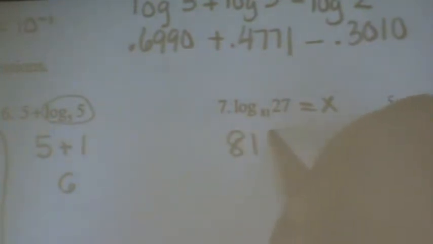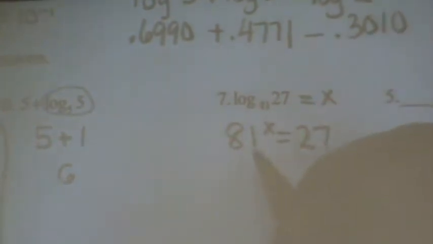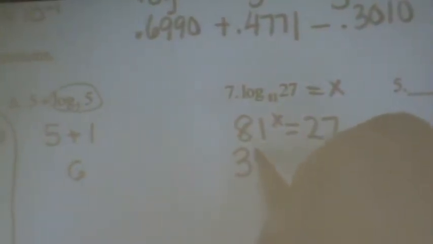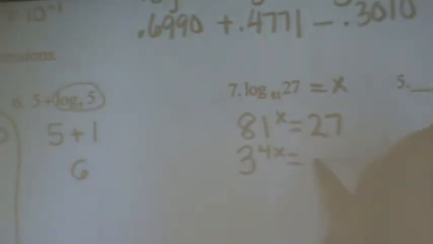Next one. What does this equal? Well, let's rewrite it. 81 to the x power is 27. I seem to think these two are base 3. Yes, they are. 81 is 3 to the 4th power, and 27 is 3 to the 3rd. This is a 1-to-1. Cancel those out. 4x equals 3, and x is 3/4. So that's what you're going to do. Next page.